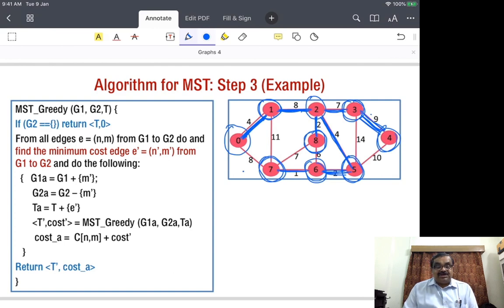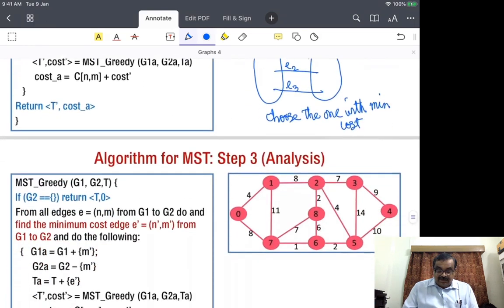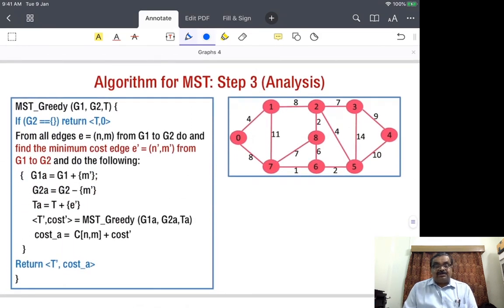That means that the algorithm can now move in a greedy fashion. So just let me repeat the algorithm. At any point in time, among all the edges that are coming out, if this one is E1, this one is E2, this one is E3, choose the one with minimum cost and recurse. So we have now seen this example. Let us now do an analysis of this algorithm.